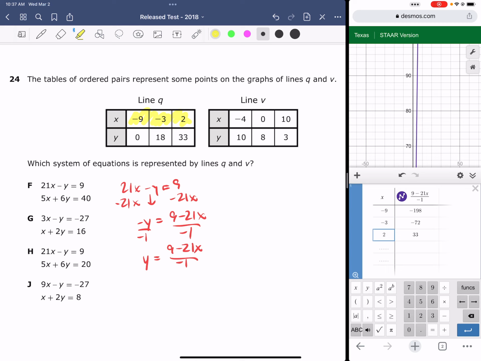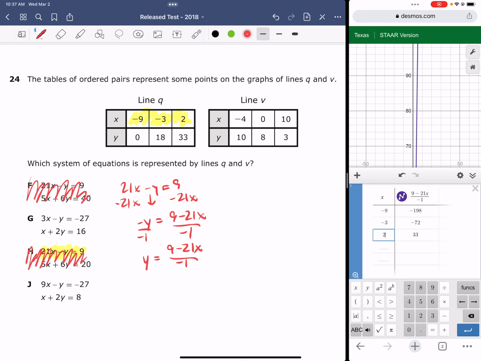And what we notice is that the table in Desmos does not produce the same y values as the table for line Q in the problem. And so therefore, we feel pretty confident that F is not the correct answer. I also notice that in letter H, I have that same equation, 21x minus y is equal to 9. Therefore, I feel pretty good about H also being incorrect.